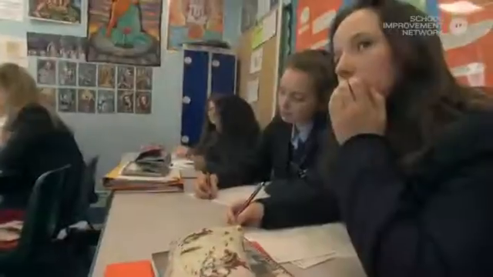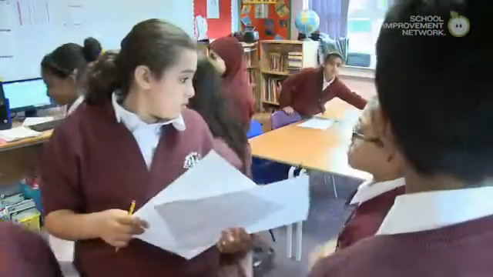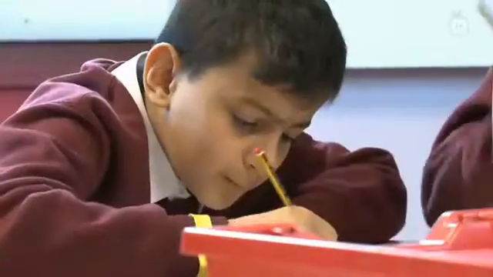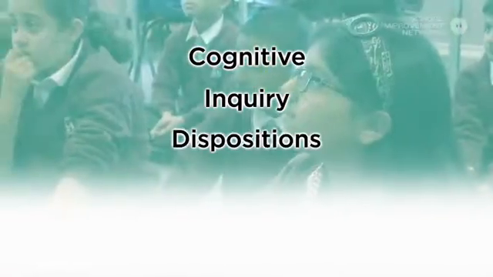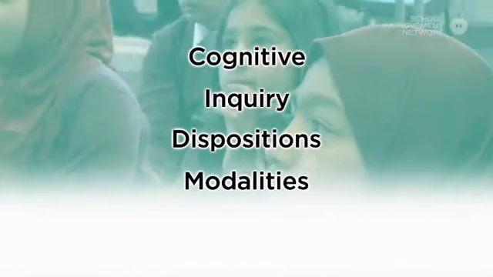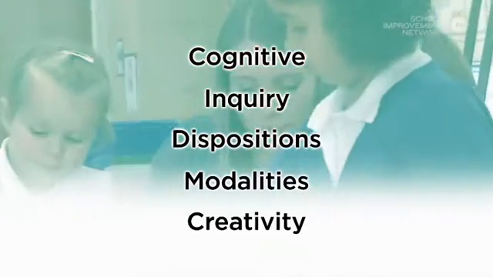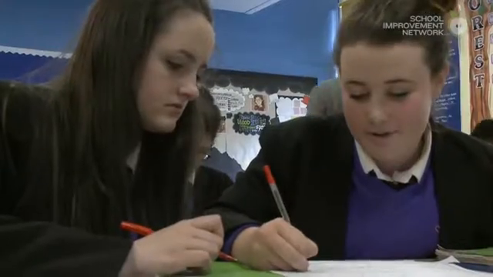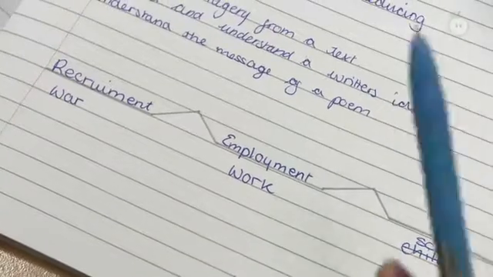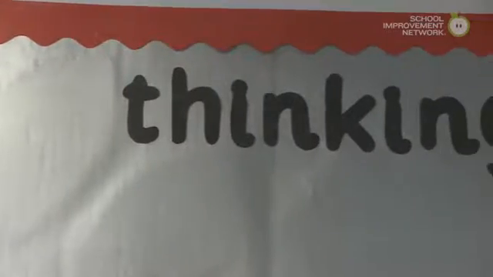To organize and facilitate instruction, the founders of Thinking Schools International have classified 5 dimensions of thinking: cognitive, inquiry, dispositions, modalities, and creativity. These 5 dimensions are not meant to be comprehensive or exclusive. They are simply a way to bring greater coherence to the work of thinking schools. What's really fulfilling is that all of these dimensions work together.